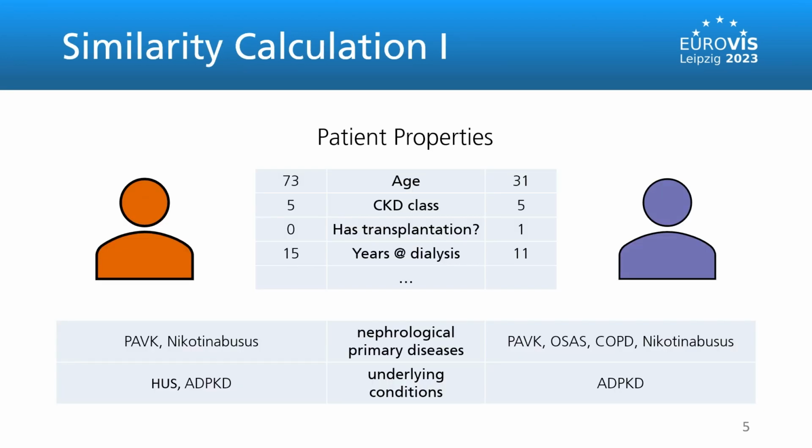The distance between two patients according to their properties is described as a weighted sum of the single attribute differences. The weight for an attribute can be set interactively via a databases panel. For numeric values like age or CKD class, a measurement based on a Euclidean distance is used. For sets like the nephrological primary diseases and underlying conditions, a measurement based on a Jaccard distance is used.